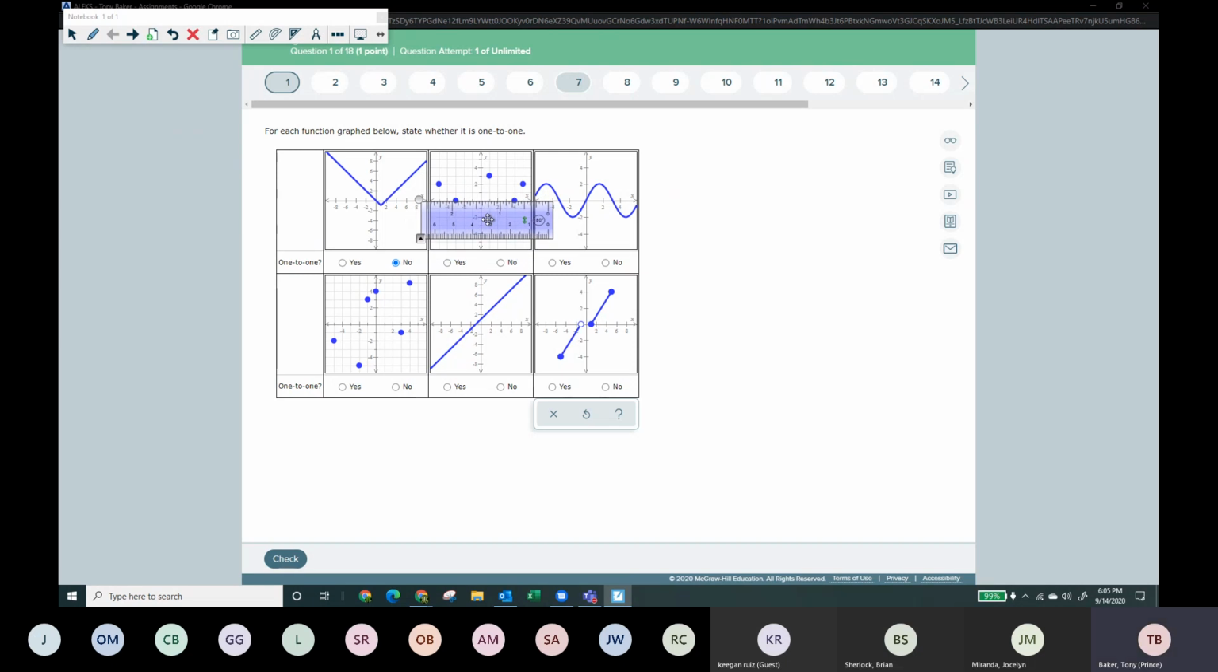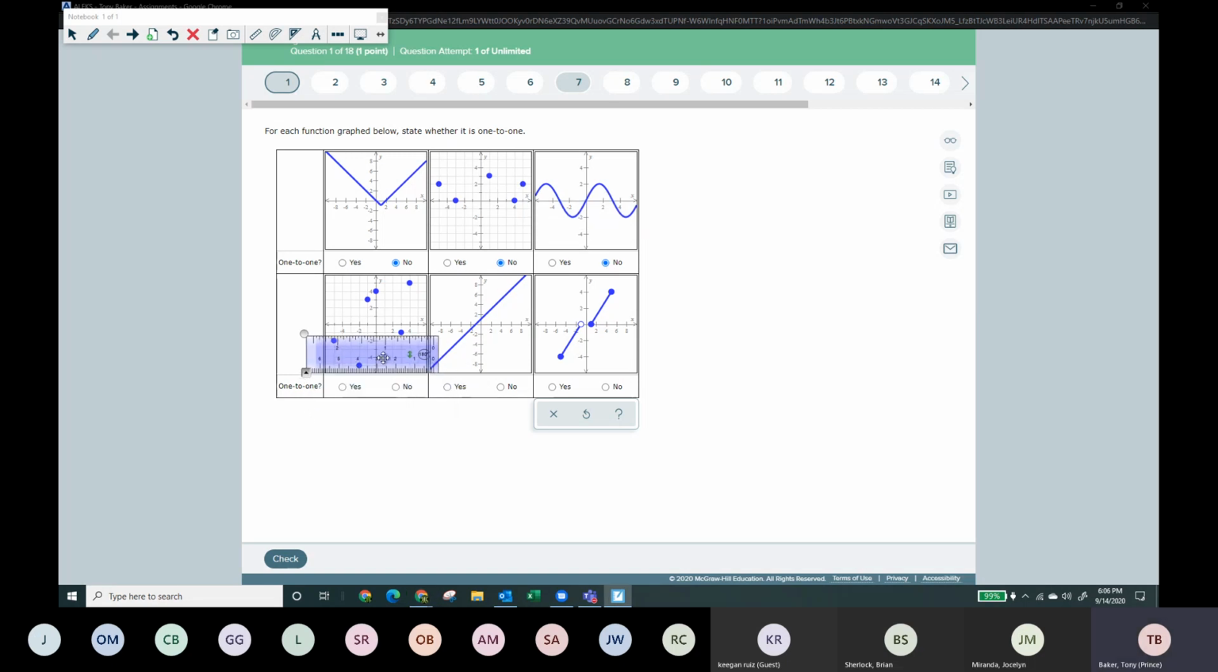Same thing on this one. So we have two domains that give us the same range. So that would also be no, not a one-to-one relationship. This one, same thing. This is a sine function, and it also fails the one-to-one test.